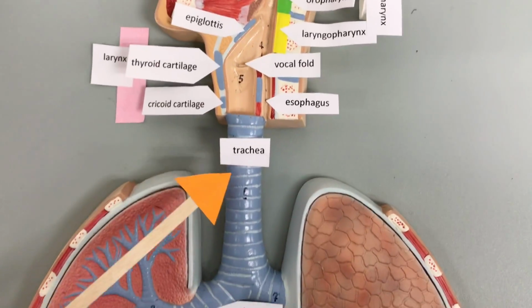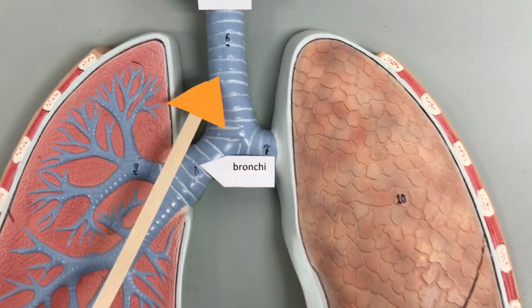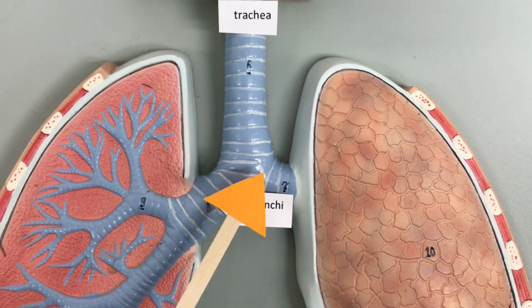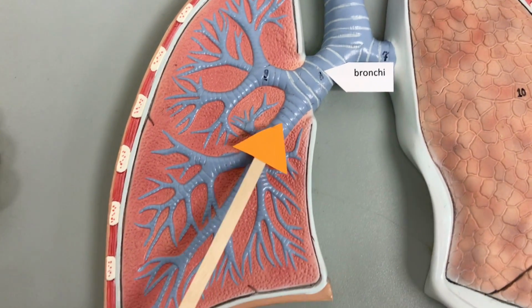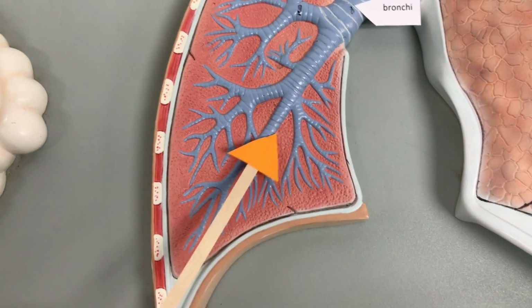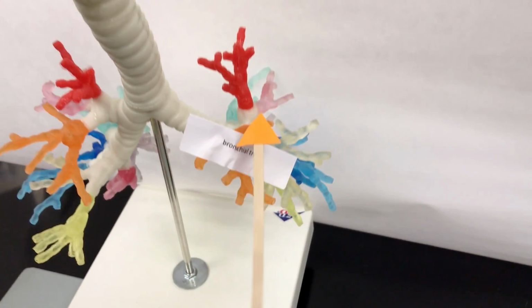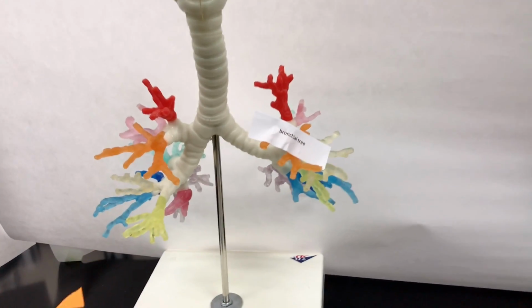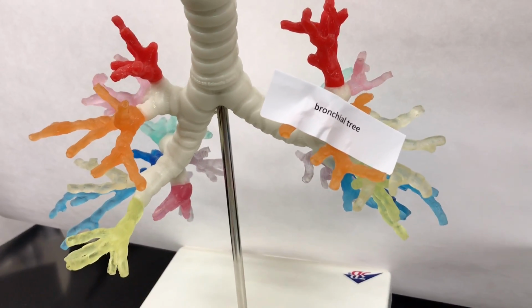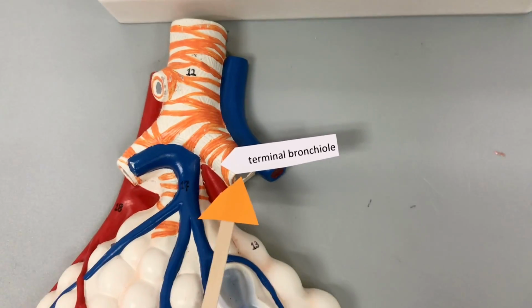Air is going to travel down the trachea, and the trachea has these C-shaped rings of cartilage to help keep it open, and it will branch at the sternal angle into the bronchi, and the bronchi are going to branch into these bronchial trees. So there's a lot of branching in the lungs, and then these branches are going to divide into narrower tubes until they end in the terminal bronchioles.